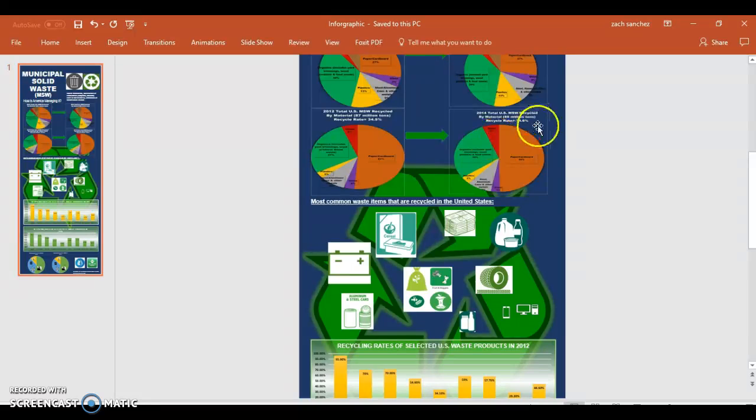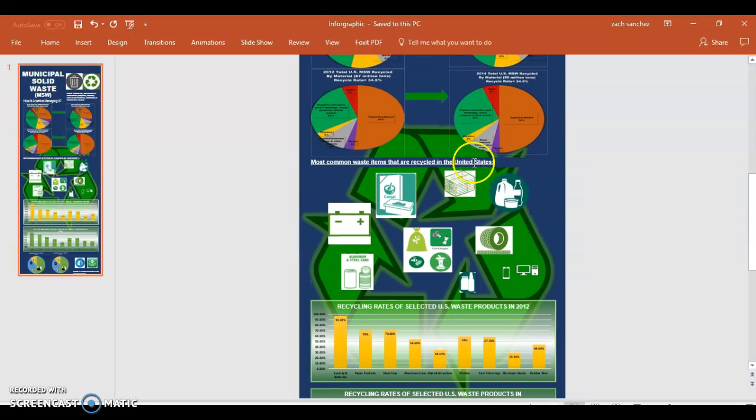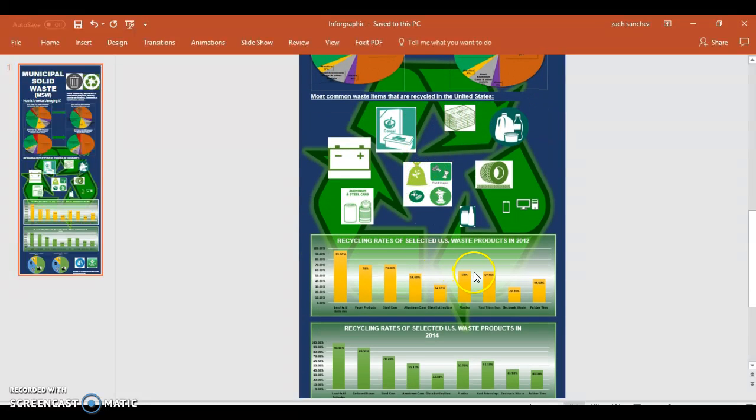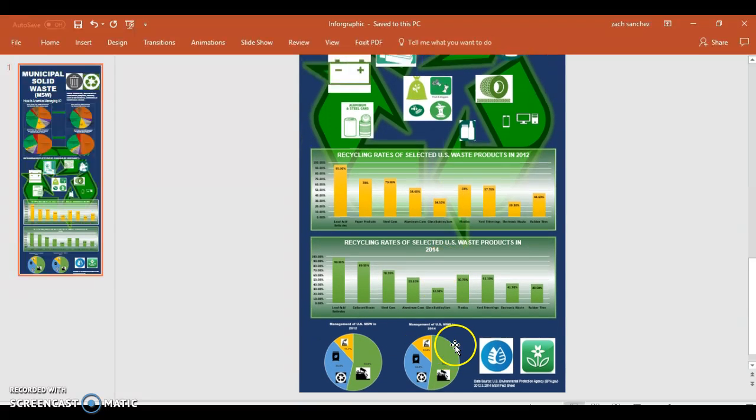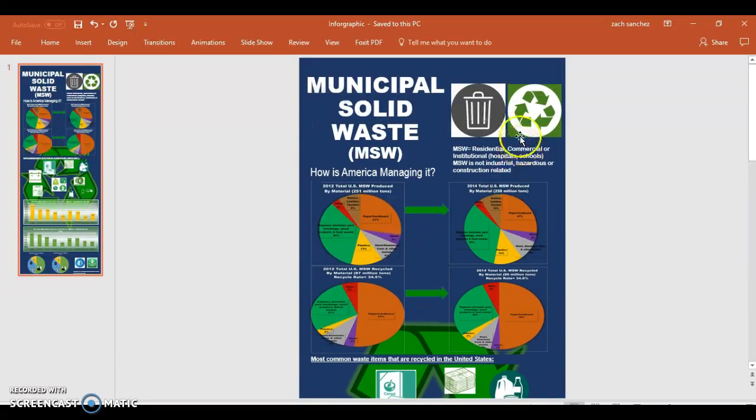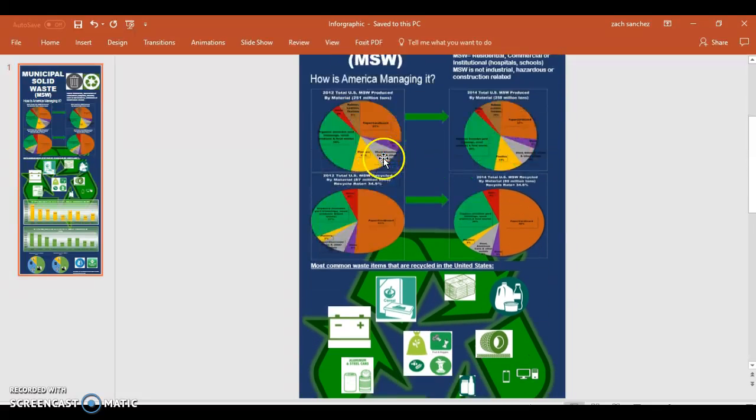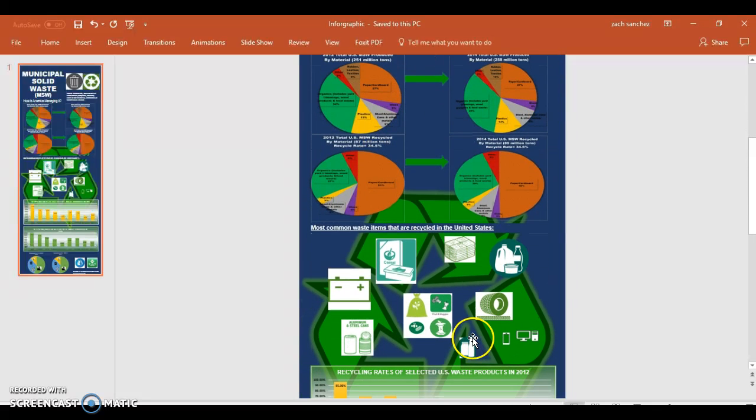Focal points include the pie charts, this large recycling symbol, these bar graphs, and these pie charts. Also, these two icons up here that are related with the title. Subfocal points include the text and some of these smaller icons.